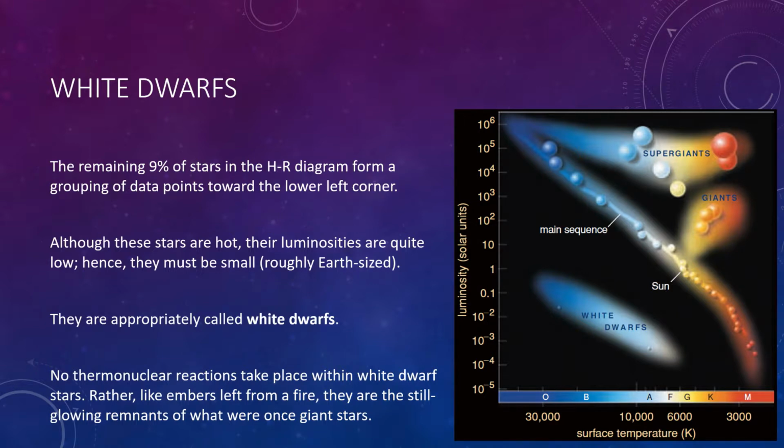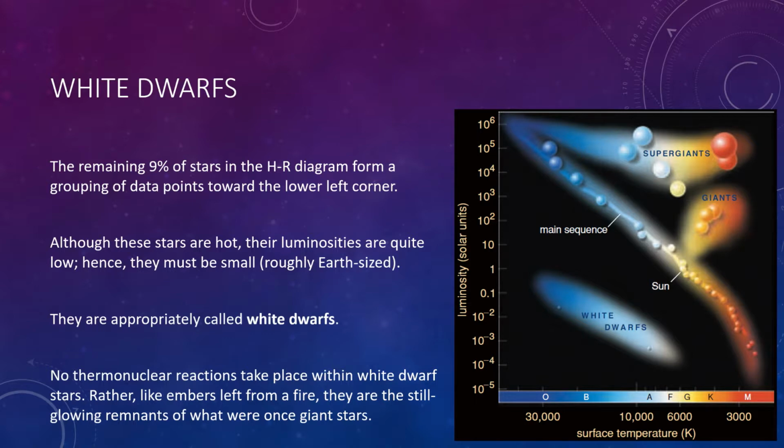The remaining 9% of stars in the HR diagram form a distinct grouping of data points toward the lower left corner. Although these stars are very hot, their luminosities are quite low, and hence they must be very small. In fact, most of them are roughly Earth-sized. They are appropriately called white dwarfs. As we will soon learn, no thermonuclear reactions take place within white dwarf stars. Rather, like embers left over from a fire, they are still glowing remnants of what were once giant stars.